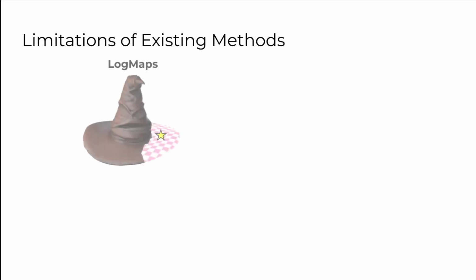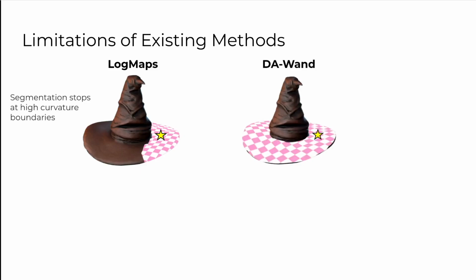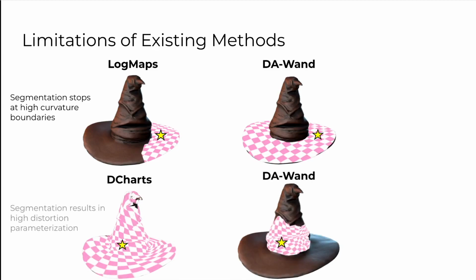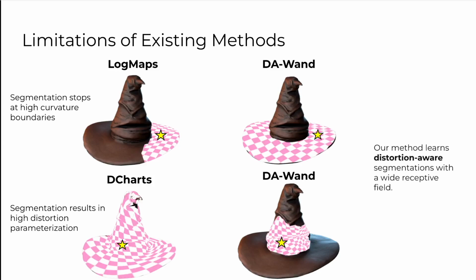Prior attempts at solving this problem have relied on heuristic surface analysis to approximate the parameterization distortion. These heuristics fall flat with complex surfaces because they are either too conservative and unable to navigate around high curvature boundaries, or are too greedy and include them in the segmentation, resulting in heavy distortion. On the other hand, DeWand is capable of both identifying large developable segments and navigating around high curvature regions through distortion-aware segmentation.